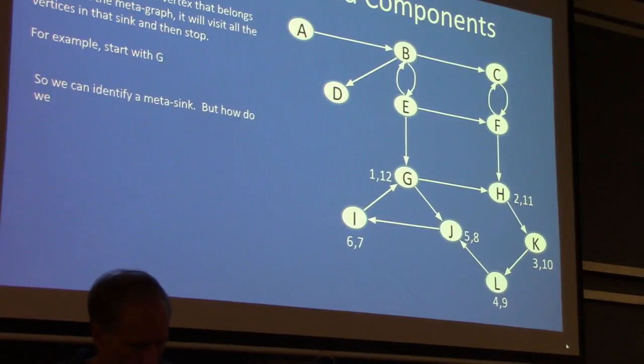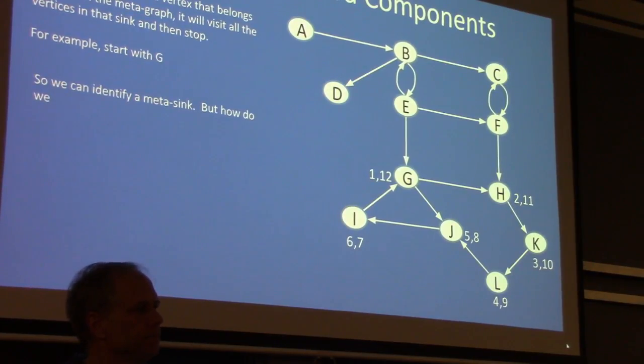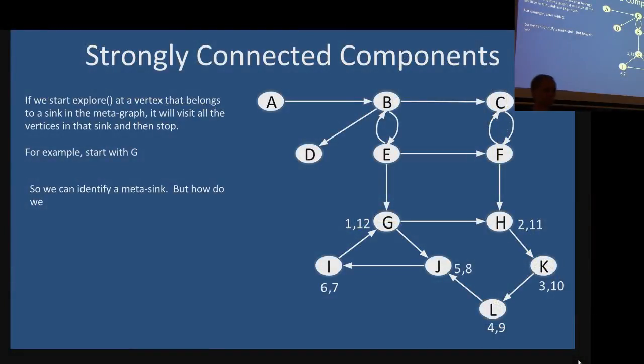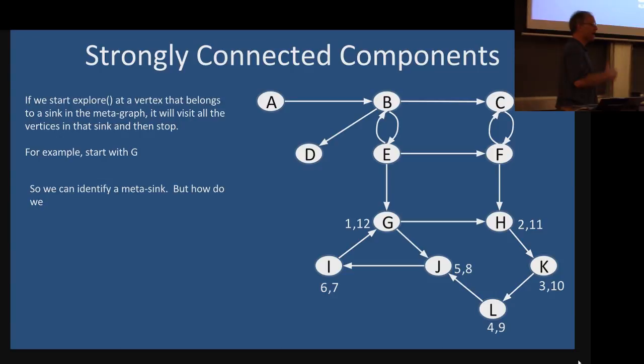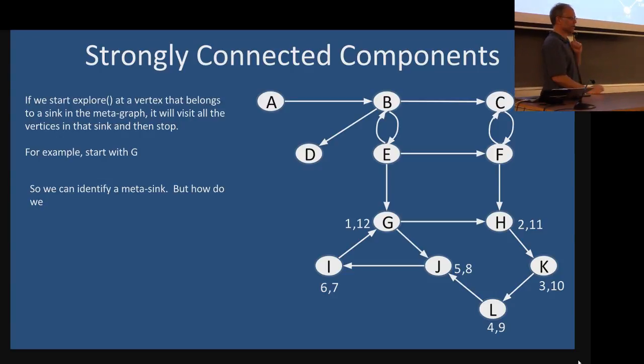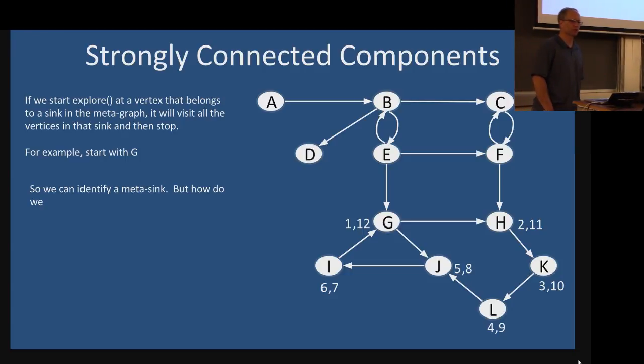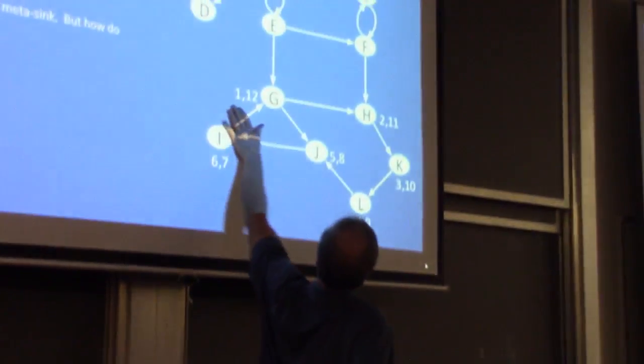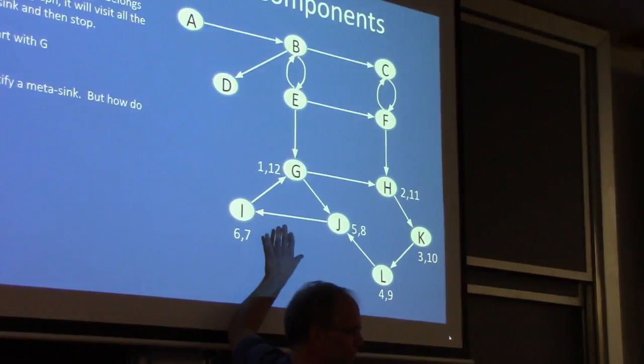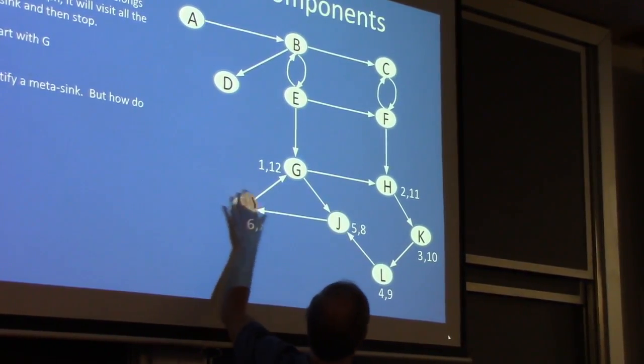Okay, now, how could this turn into an algorithm for identifying strongly connected components? Let's say we had an oracle that would tell us a vertex in this graph that actually occurs in a sink of the metagraph. How could we use that information to peel off the strongly connected components? Yeah? Could you just remove all of those vertices from the graph altogether and then you'll have new sinks? Exactly. We've identified this chunk. That's a meta vertex. Take it out of the graph.